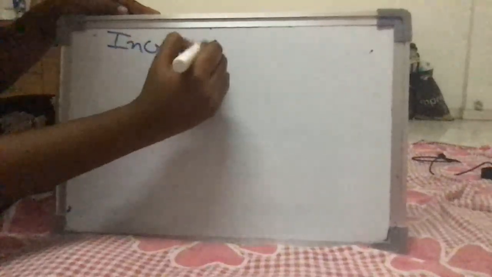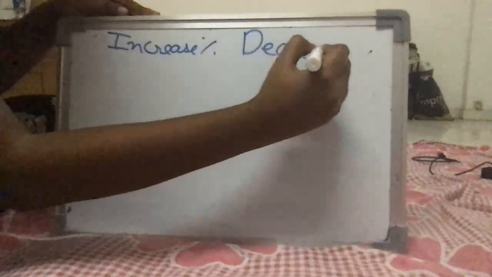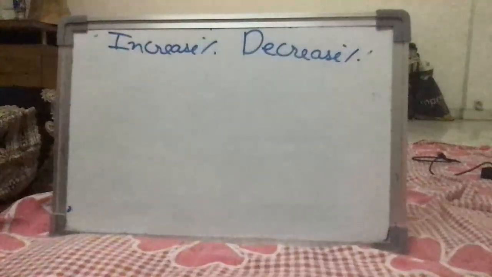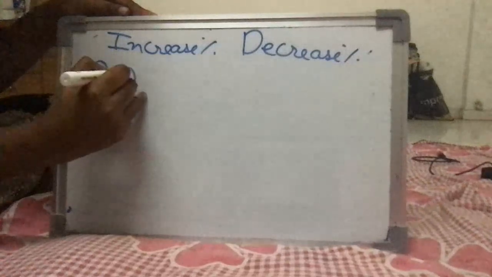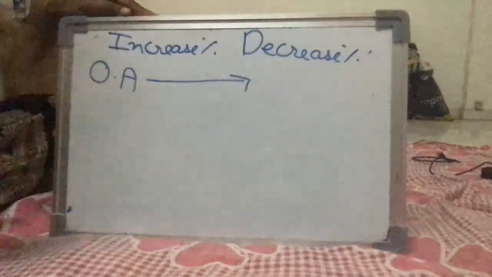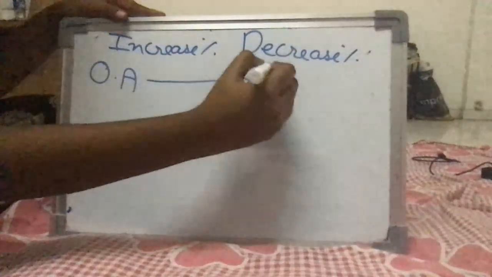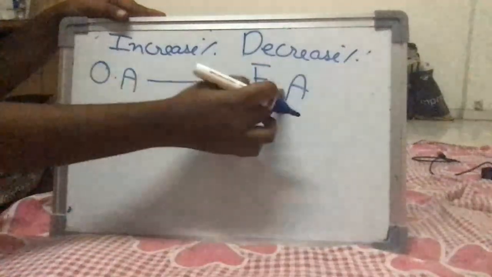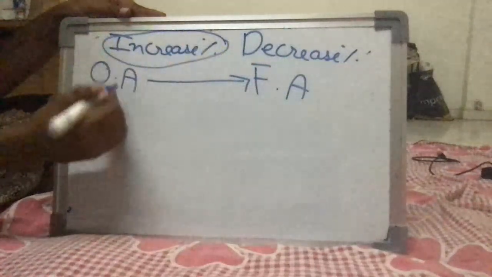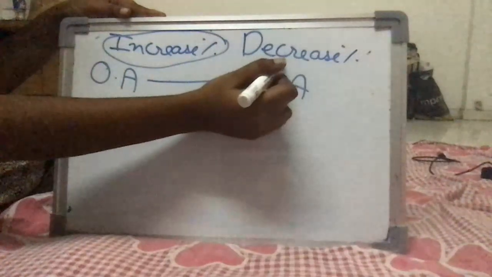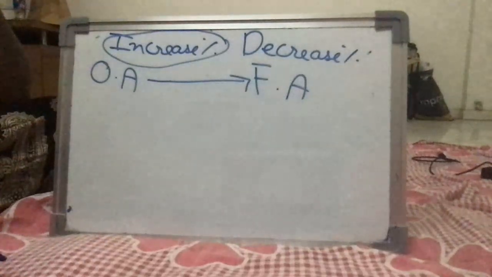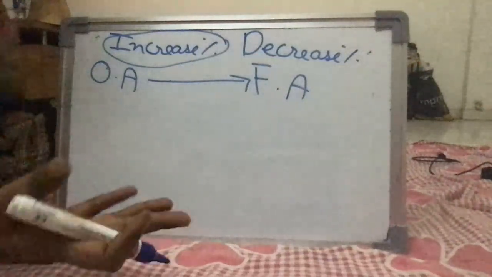So in the previous video, we have learned about the terms increase percent and decrease percent. We understood that when the final amount or quantity increases from the original amount or quantity, there is an increase percent. And if it decreases, it is a decrease percent. Let's look at how to increase or decrease a particular quantity.